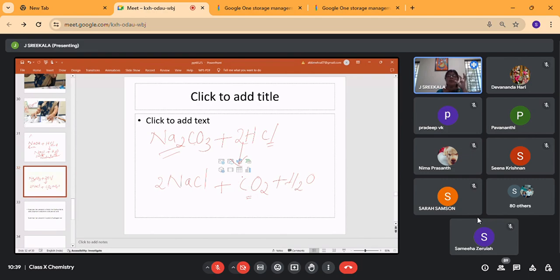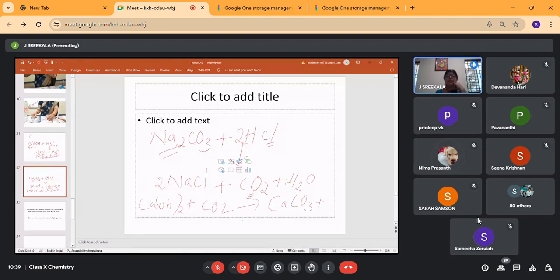You have seen some bubbles coming, no? That is carbon dioxide gas. We are passing that carbon dioxide gas through lime water, calcium hydroxide. So it becomes somewhat milky. It took some time, almost 5 to 10 minutes, to become milky. Milky means some white solid which is not soluble in water is produced. Can you guess what that solid may be? Calcium carbonate. Very good.